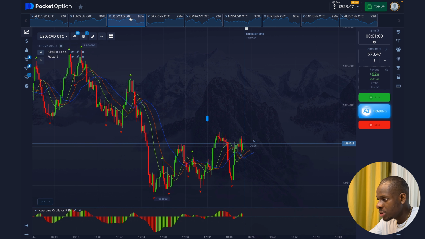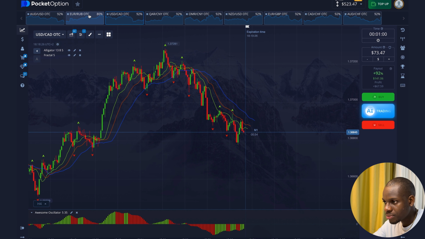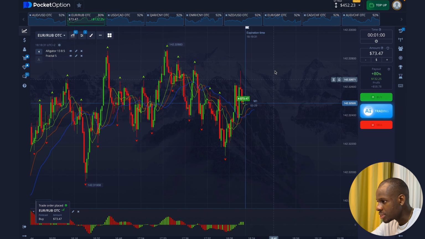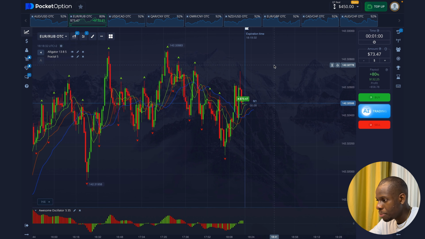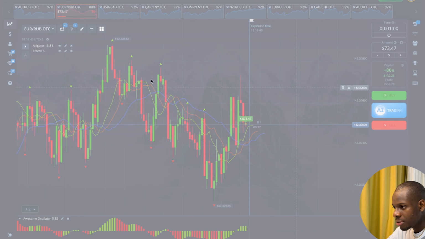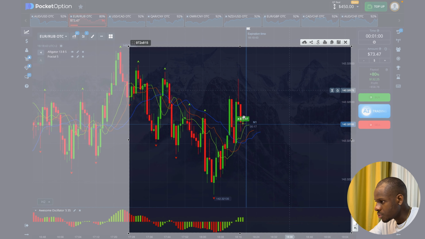For this strategy, we're really looking at the alligators crossing. We're looking at the fractal. Okay, guys, so this is another entry point that we just saw here. I'm taking a buy for this position. The market's looking kind of choppy, but I'm just going to follow my indicators for this.